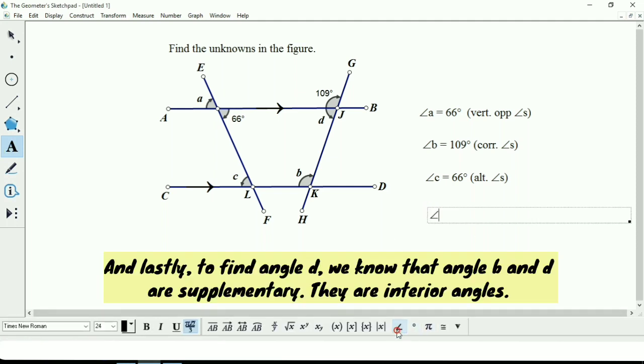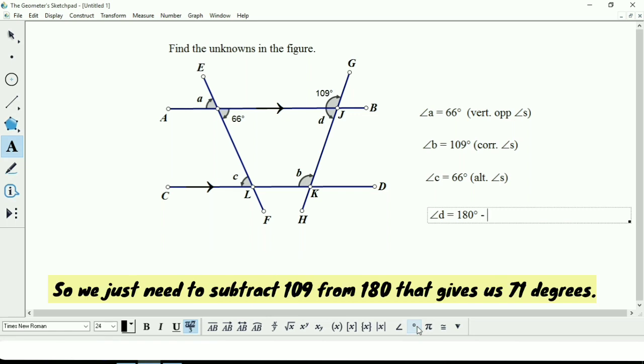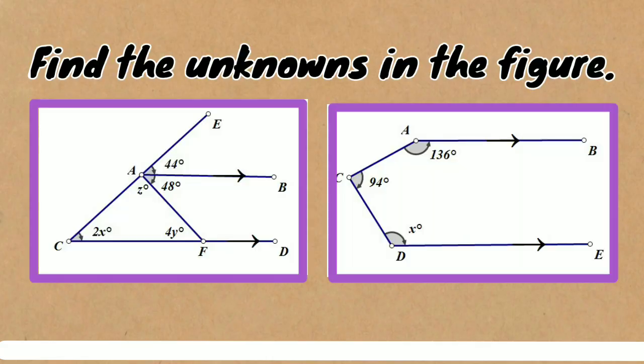And lastly, to find angle D, we know that angle B and D are supplementary. They are interior angles. So we just need to subtract 109 from 180. That gives us 71 degrees.